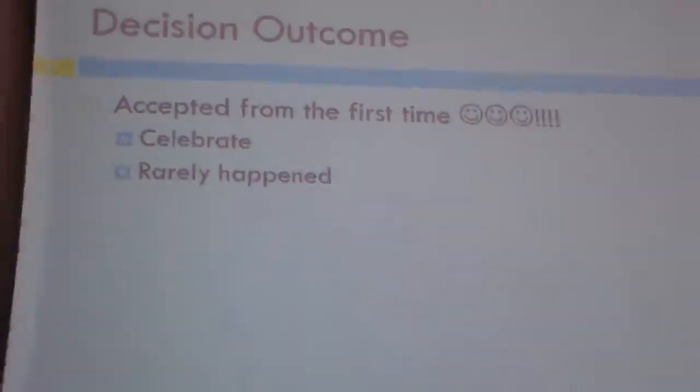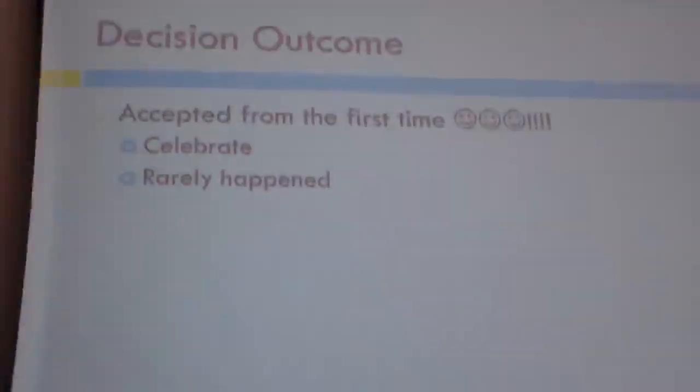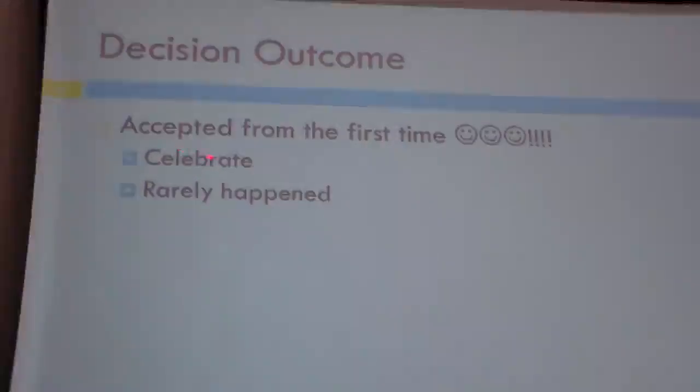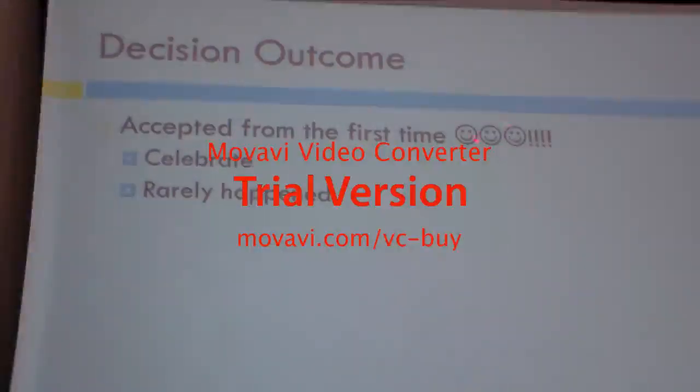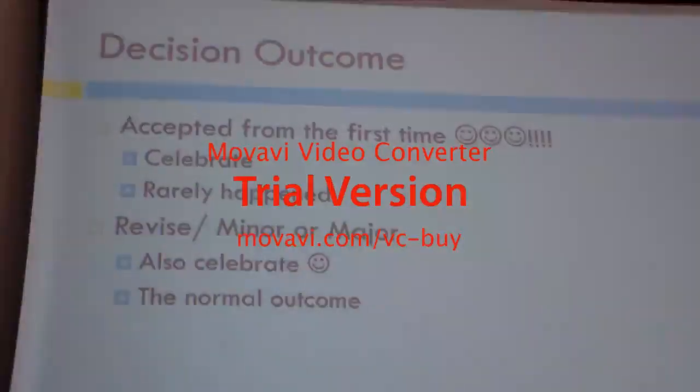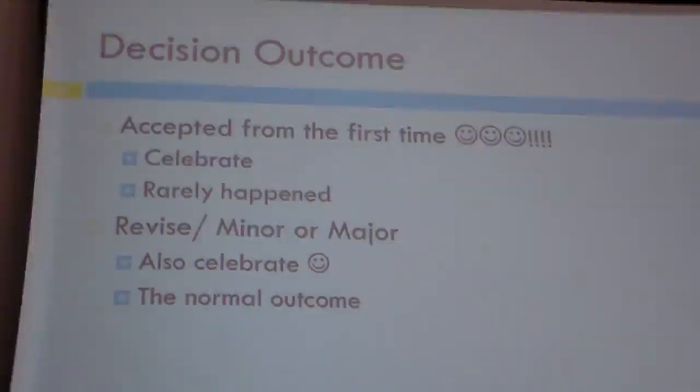Accepted from the first time rarely happens. Nobody gets accepted from the first time. Celebrate. See how he's happy? Very happy. Flying. Revise, also celebrate. Minor or major, it's okay. At least they have another chance. You feel great. It is the normal outcome. This is the normal.